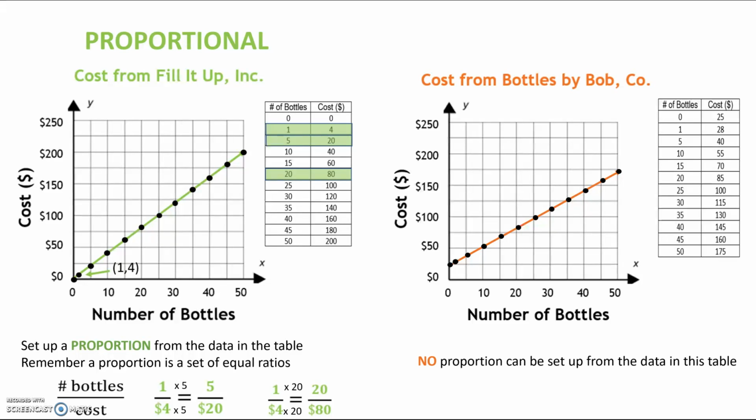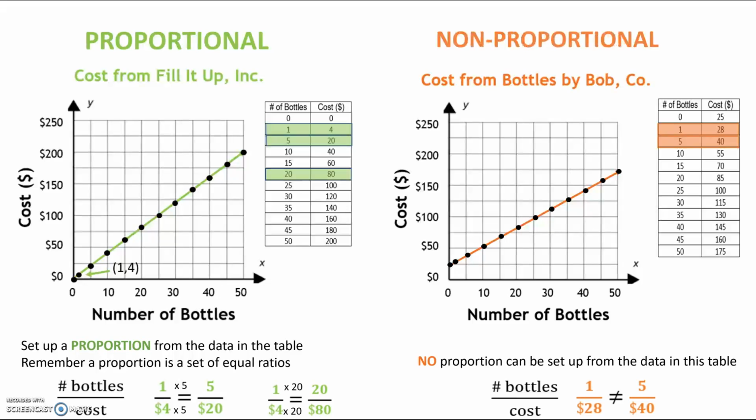But no proportions can be set up from the data in the table on the right. If we try to compare the number of bottles to the cost, and we use the data from the table, we have one water bottle cost $28, 5 water bottles cost $40. This is not a proportion due to the different scale factors on the top and the bottom of the ratio. In fact, no proportions will be found in this data. And we would say that this data is non-proportional.